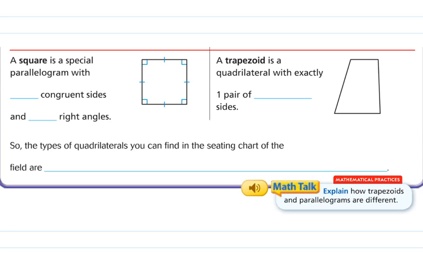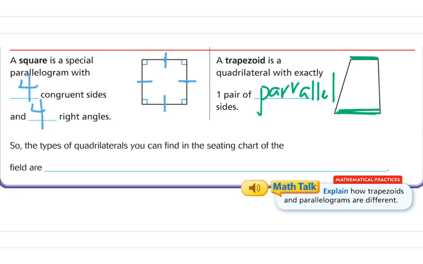Next, we have a square, which is a special parallelogram. We see that a square has 4 congruent sides and 4 right angles. And lastly, a trapezoid is a quadrilateral with exactly 1 pair of parallel sides. This side over here is parallel to this side, meaning those 2 lines will move in the same direction and that they will never touch.